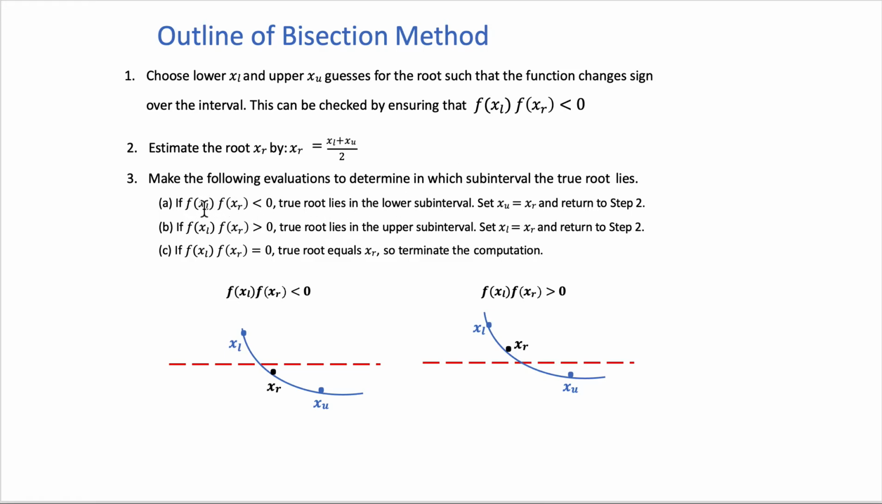So if the product of f at the lower point and f at the root estimate is less than 0, then the root lies in this lower interval. We restart the method with x lower being the same and x upper being this new root estimate, and we repeat. We split it in half again, and on we go. If this is not less than 0, then the root must be on the other side, so we restart the method with the values of the other side. Of course, if this is 0, then f evaluated at the estimate is 0, so it is the real root and you can stop.